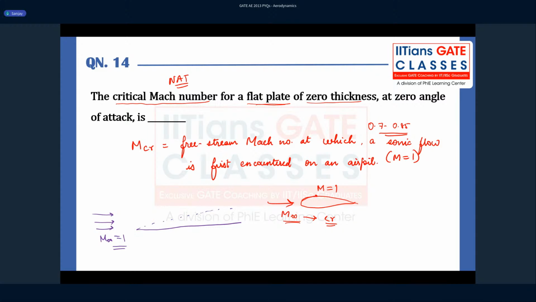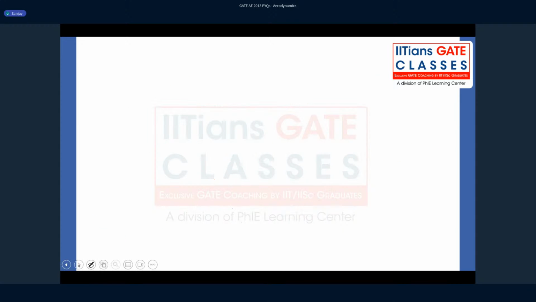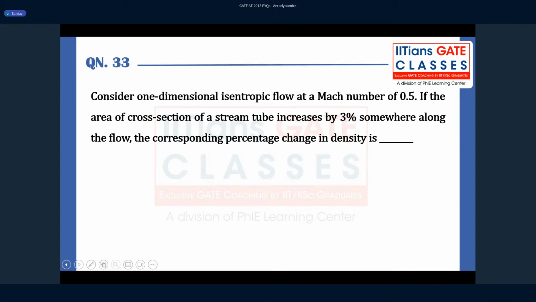So your free stream Mach number must be equal to 1 to get a Mach number equal to 1 on the flat plate, right? So what should be your critical Mach number, guys? In this case, it should be equal to 1, right? So this follows from the definition of critical Mach number. So I hope this is clear to you all, right? There are no doubts. Let's now move on to the next question.